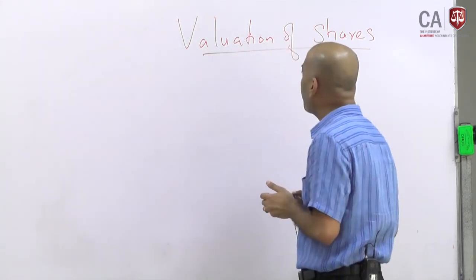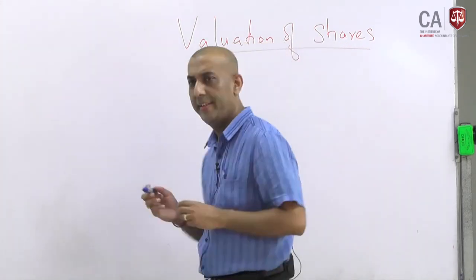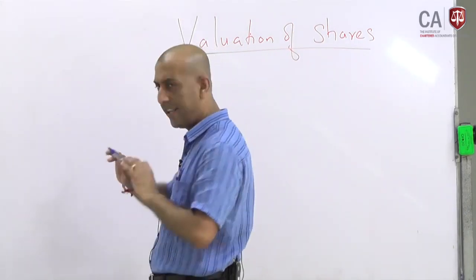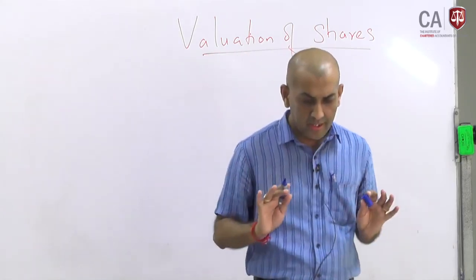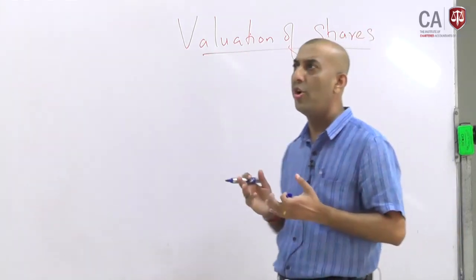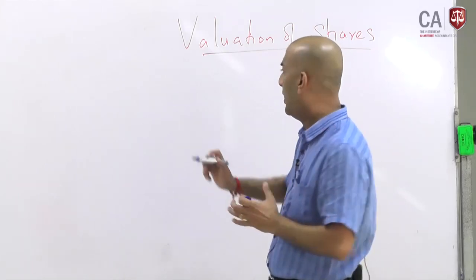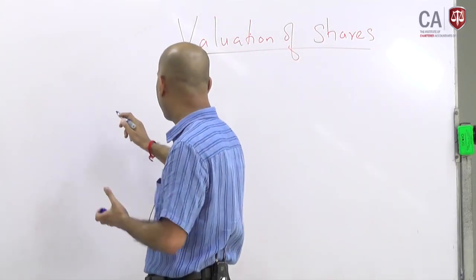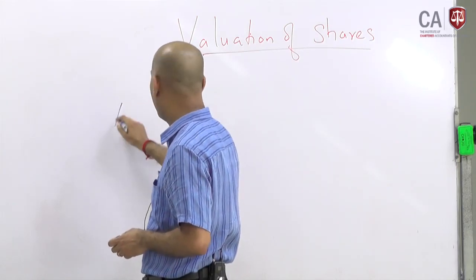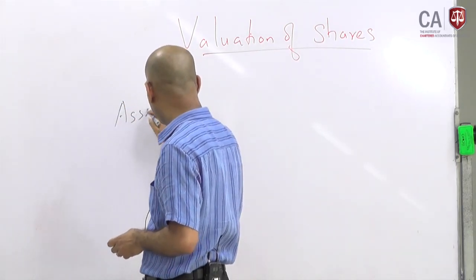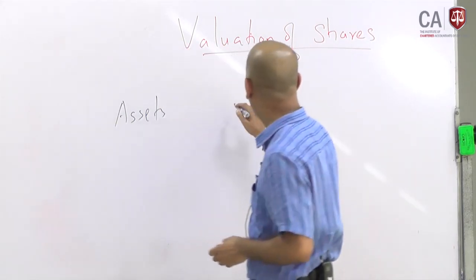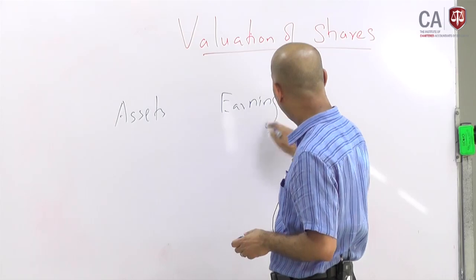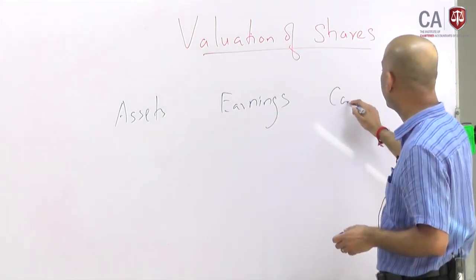Then coming to the different methods of valuation. If you are going to value a company, there are various methods. Just get into your mind that, okay, you are going to value a company. That company's valuation can be calculated, or the value can be calculated, using asset-based, earnings-based and cash flow-based methods.